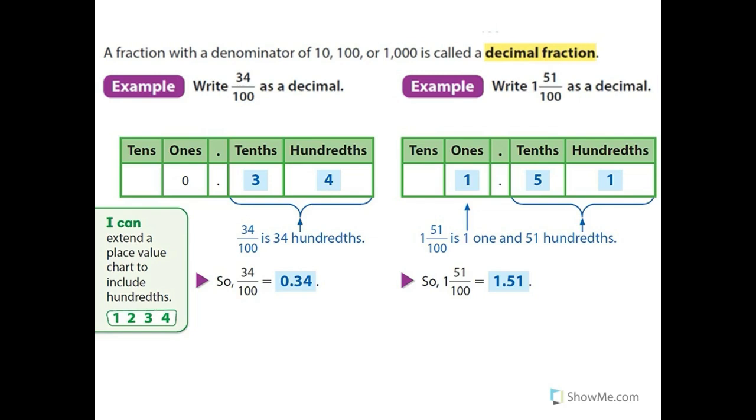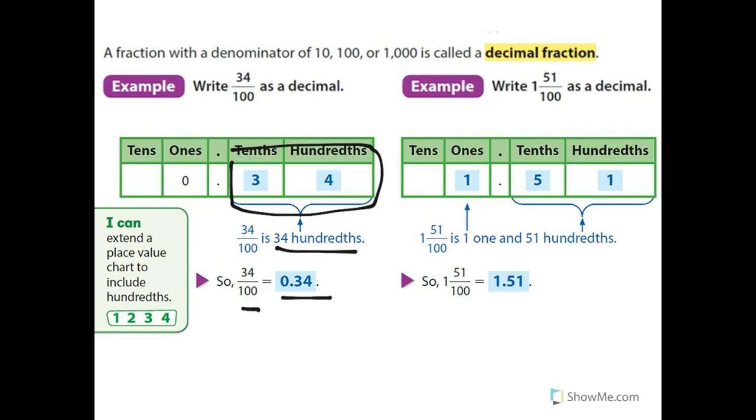So let's look at our examples. Write 34 hundredths as a decimal. And if we did that, it would look like this on our place value chart. 34 hundredths is 34 hundredths, so the fraction 34 hundredths is the decimal 34 hundredths. Again, sounds the same, looks different.